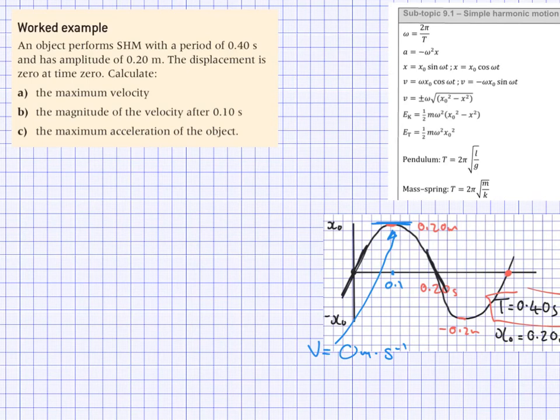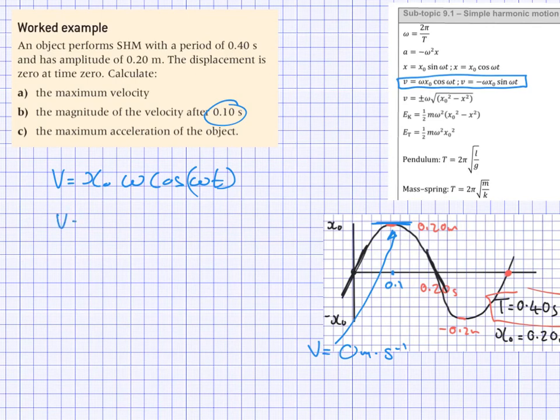Okay, velocity. We need to know the velocity, so we're going to be using these formulas here. Let's go ahead and plug some numbers in. What do we have? Well, we have the x naught. Omega we can work out because we have the period. And then cosine omega t. Well, we're going to have t because we're given the time here. So I think we can just plug this in. Let's start adding some values.